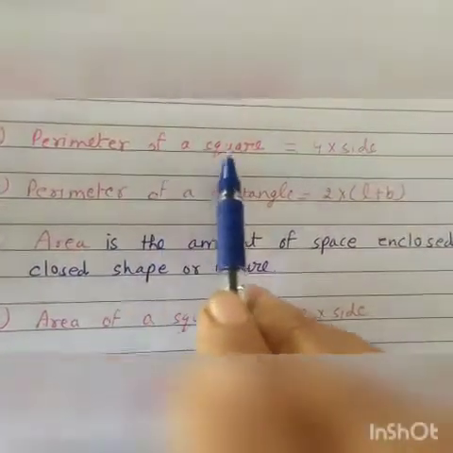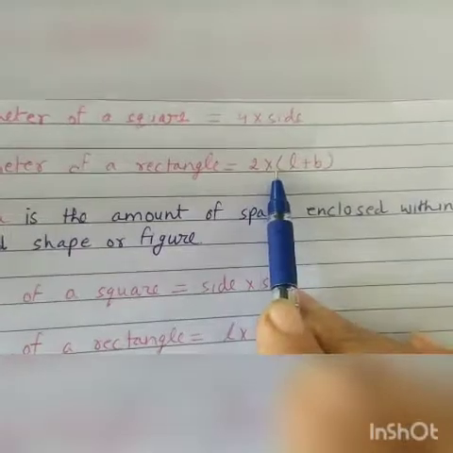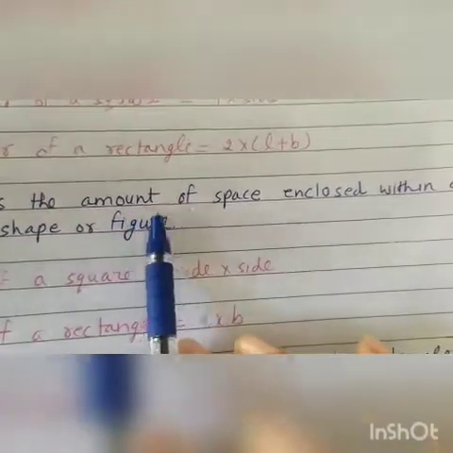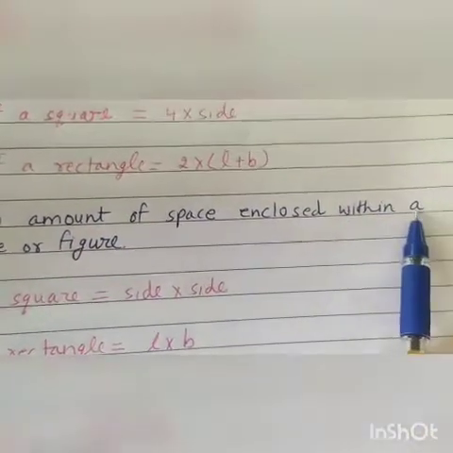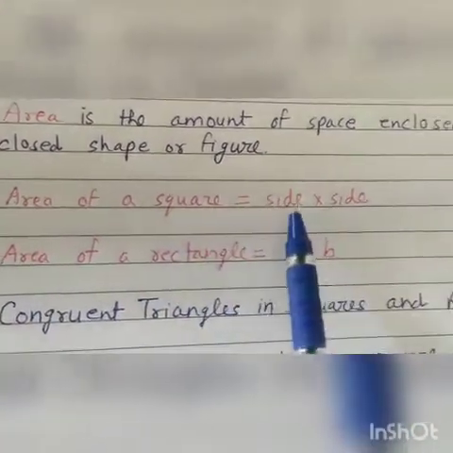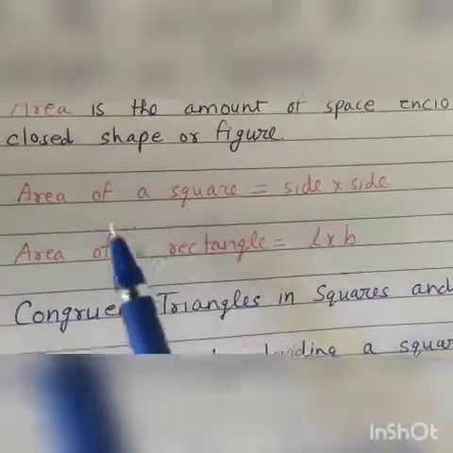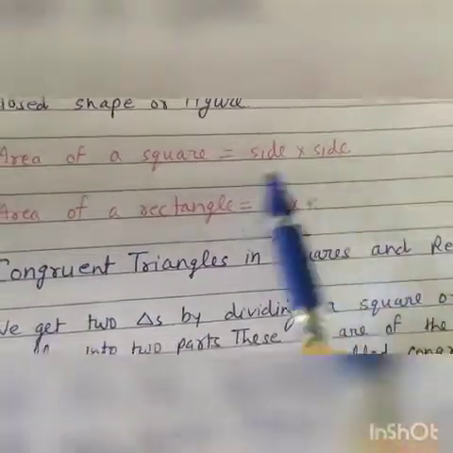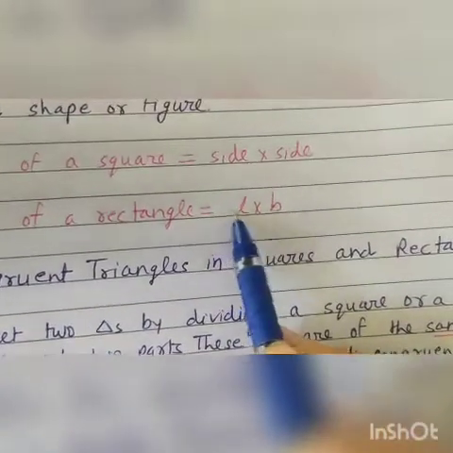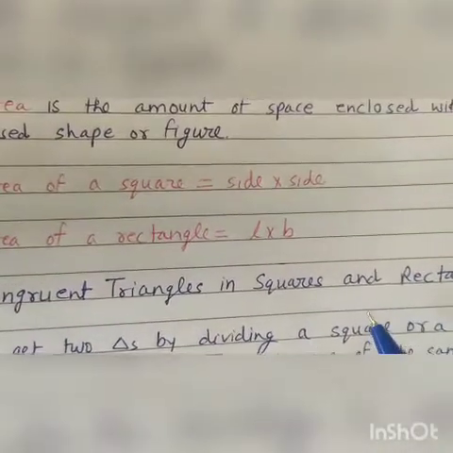Second formula, perimeter of a square is equal to 4 into side. Third one is perimeter of a rectangle is equal to 2 into (L plus B). Now what is area? Area is the amount of space enclosed within a closed shape or figure. Formula for area of a square is equal to side into side. Because in a square all 4 sides are equal, so area of a square is side into side. But in case of area of a rectangle, it is equal to L into B, length into breadth, because in a rectangle, you know, length and breadth are different measures.